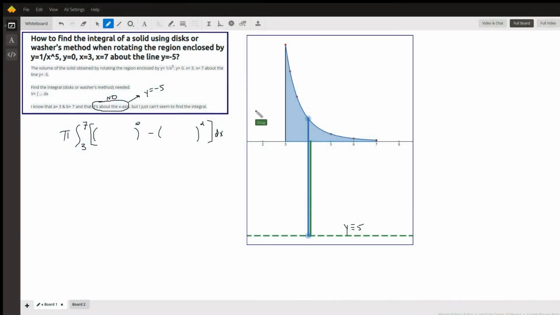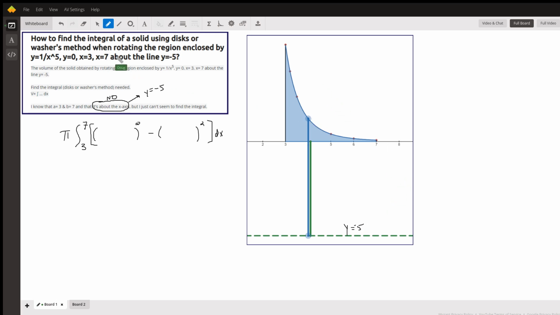Okay, here's a picture of the problem. This curve right here is the graph of y equals 1 over x to the fifth. These numbers are actually really small, so this is a large diagram. This is the line y equals -5. I kind of have that negative in the wrong position. Let me put the minus sign here.